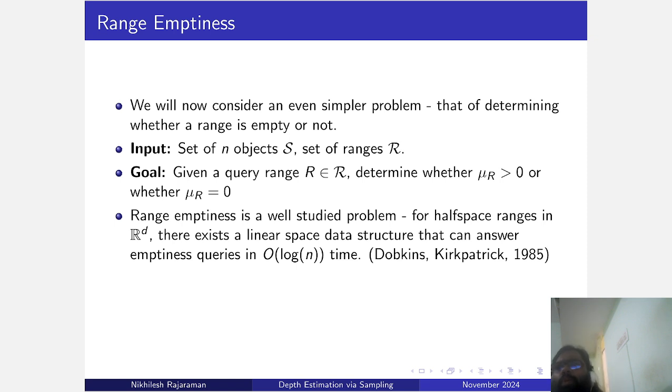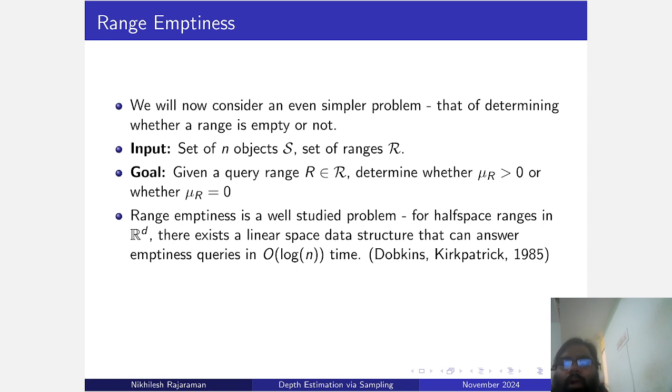So this range emptiness problem is actually quite a well-studied problem in computational geometry in its own right. And it's been looked at for several kinds of ranges. One example is for half planes and half spaces. We saw that for exact range counting with linear space, there's an order n to the power 2 by 3 lower bound. But if we don't want to actually count the number of points and just want to answer this much simpler question of whether a half plane is empty or not, then for this problem we actually can do much better.